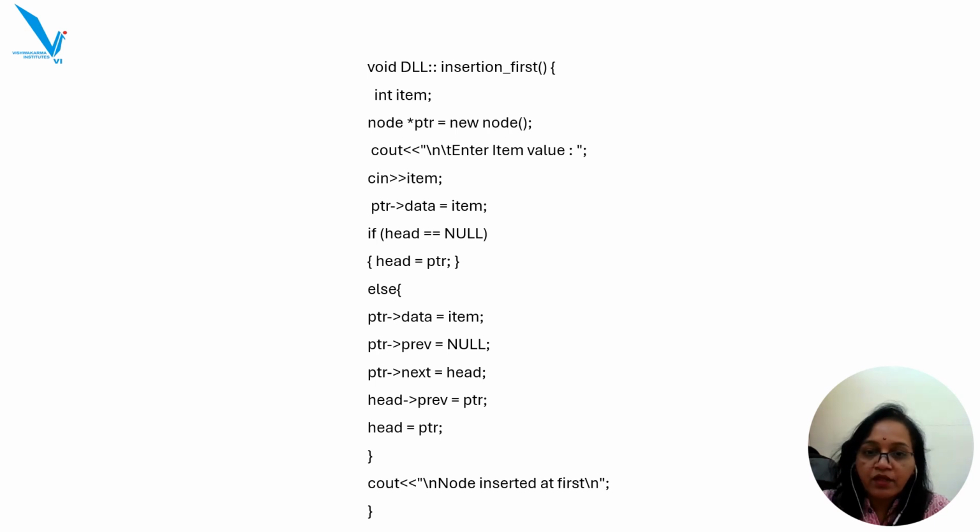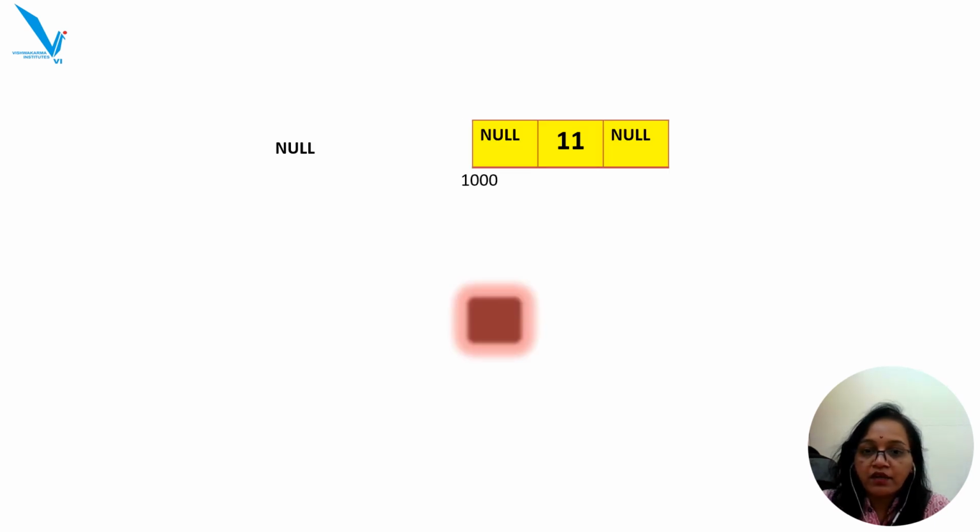Now suppose we have one node only. We have created one node in the list. So this is my head, and head is pointing to the first node. This is my list of one node, 11. Its previous is null, and its next is also null. Now this is the new node.